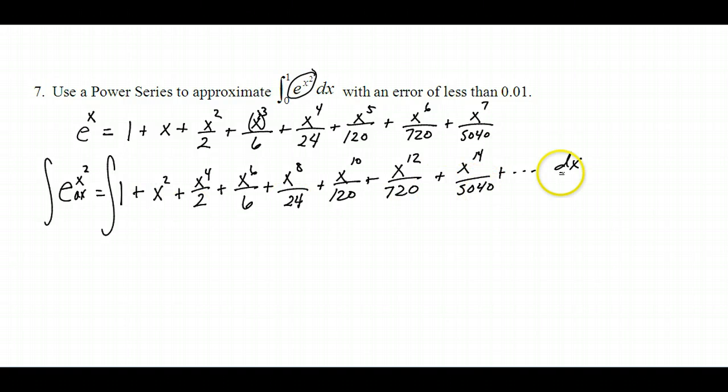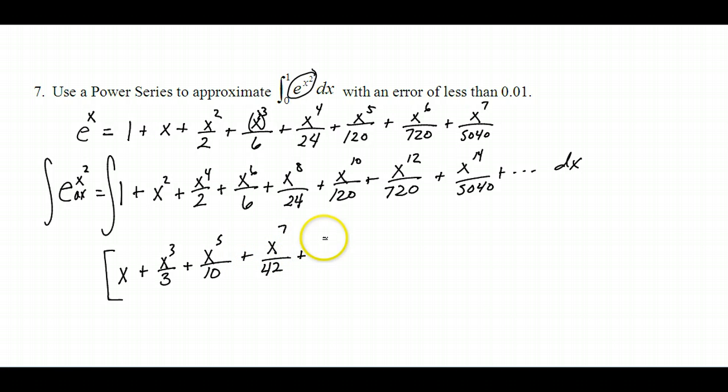But now, all we have to do is integrate this thing. And that's pretty darn easy because you have separate terms. All power rules. So when I integrate, I get x plus x cubed divided by 3 plus x to the 5th divided by 10 plus x to the 7th divided by 42. Oh boy, this I might get out of my league here. Plus x to the 9th, 9 times 24.